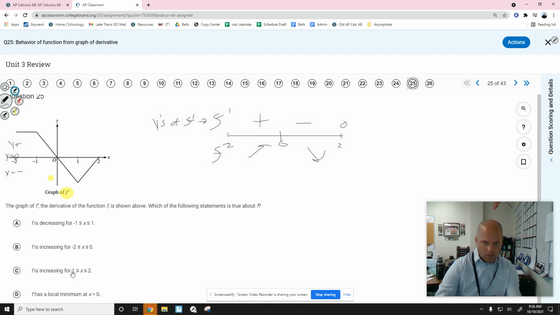Let's see if any of those. From 1 to 2, F is increasing? Nope. From 1 to 2, F prime is negative, which means F is decreasing. F has a local min at 0? Nope. F has a local max at 0.